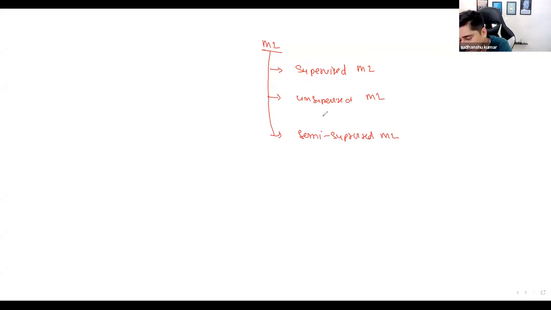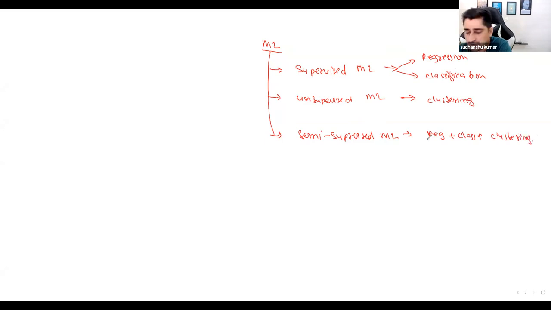So machine learning is again divided into multiple different sections. In supervised machine learning, you will find regression and classification. Inside unsupervised, clustering. Inside semi-supervised, regression plus classification plus clustering. So what is the meaning of supervised machine learning?